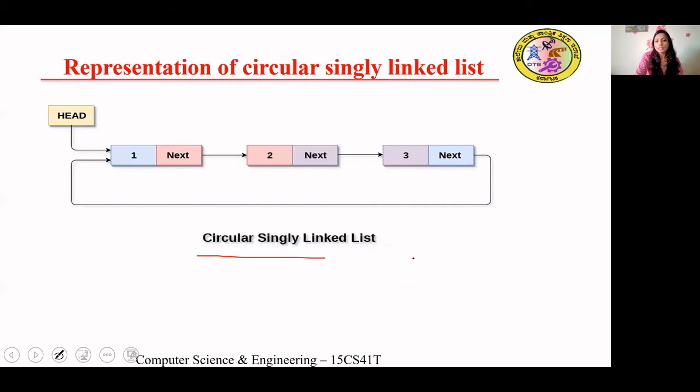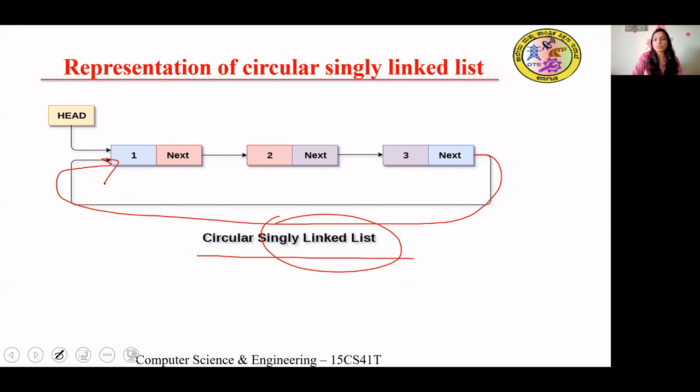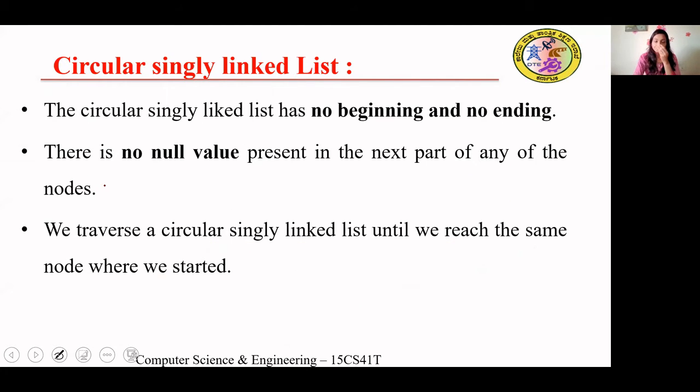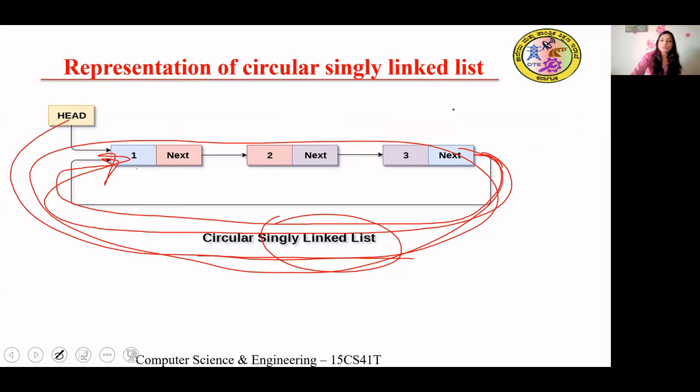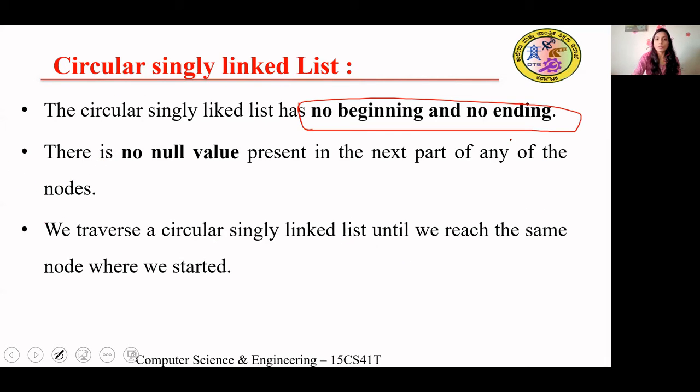So, this is an example of a circular singly linked list. Can you see the last node will connect to the first node? So after the last node, you can repeat. What is the advantage here is, though we cannot go to the previous, after the last node again we can traverse from the first. Okay. A circular singly linked list has no beginning or ending. Can you see what the beginning is? After the end, it will go on starting. So there is no end and no beginning. There is no null value present.